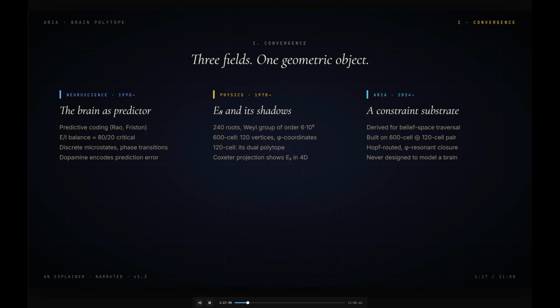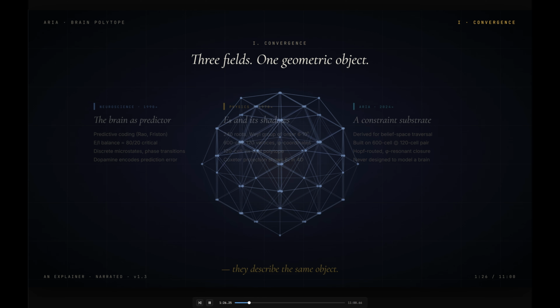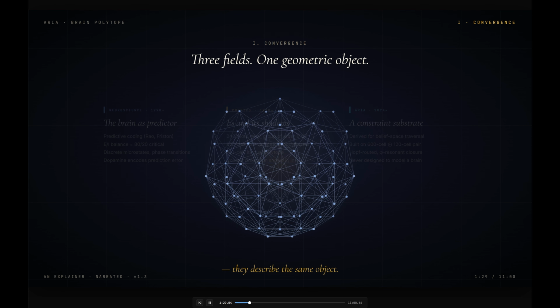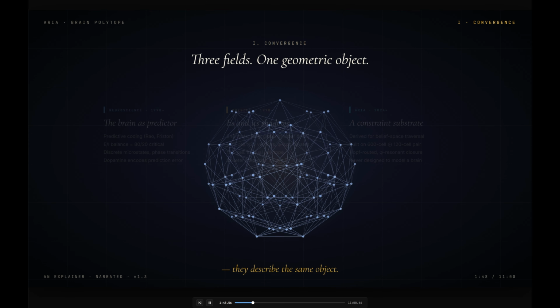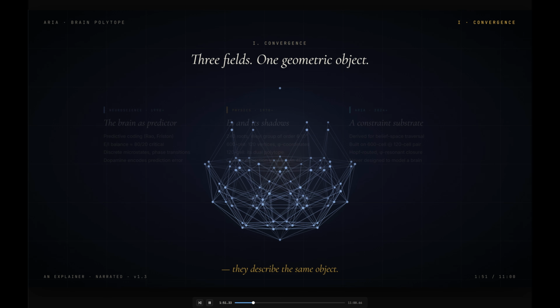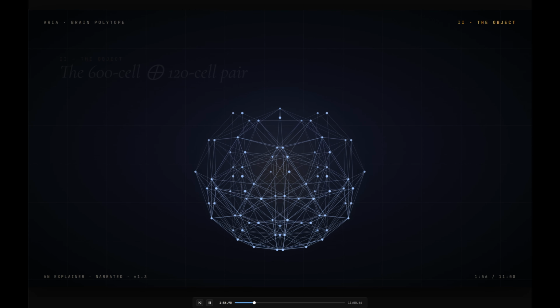Three fields appear to point toward the same object. In neuroscience, the brain is increasingly understood as a predictor, constantly modeling the world, updating from error, and switching between discrete states. In physics, structures like E8, H4 symmetry, the 600 cell, and the 120 cell show deep relationships between high-dimensional symmetry and lower-dimensional projection. And in Aria, this same geometry appeared independently as a constraint substrate for belief space traversal. It was not originally designed to model the brain, but the same object kept appearing. That convergence is the reason this video exists.